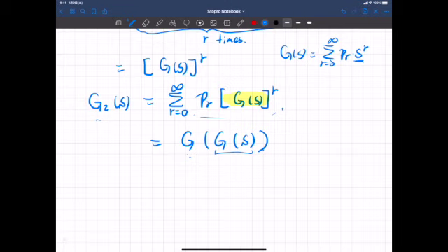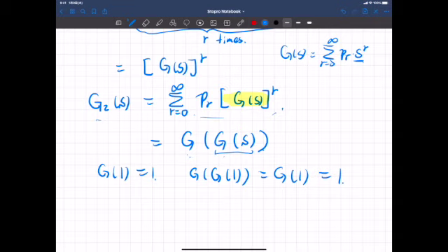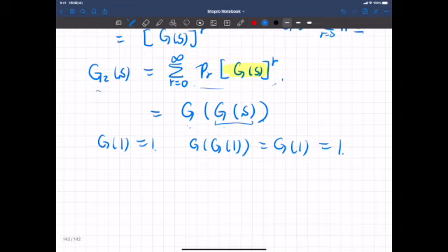And if you continue this argument, before that, we also know g of 1 is 1. So g of 1 is equal to g of 1, which is equal to 1. Right? By the way, this comes from the normalization condition for the probability mass function.